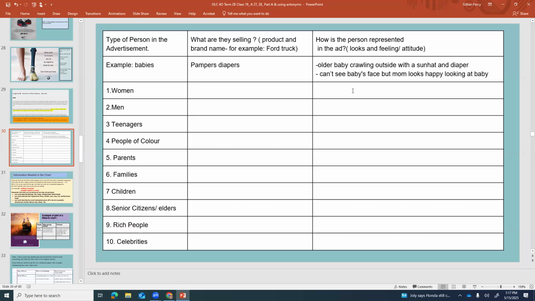So this assignment is worth 20 marks, but if you choose ads that don't have any people in them, you don't get the marks, okay? So this is a crucial one. I do look for it. Please be cautious of this.